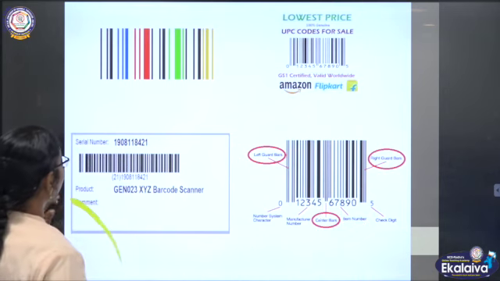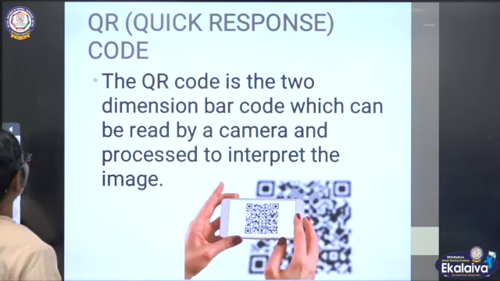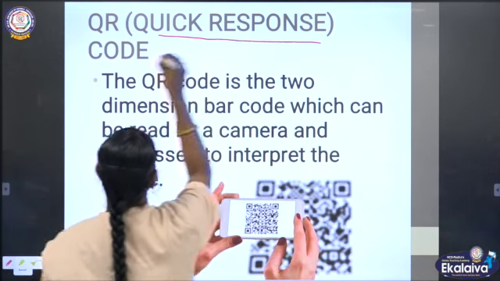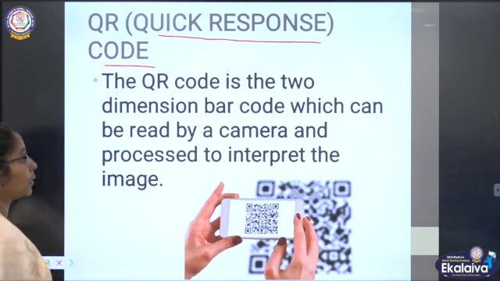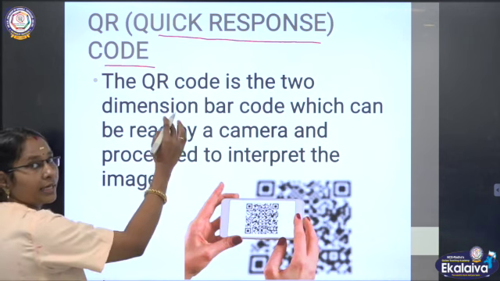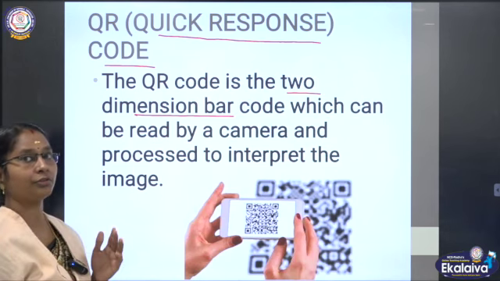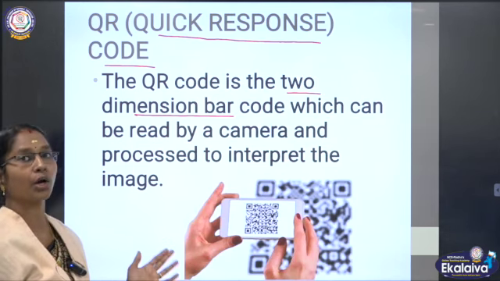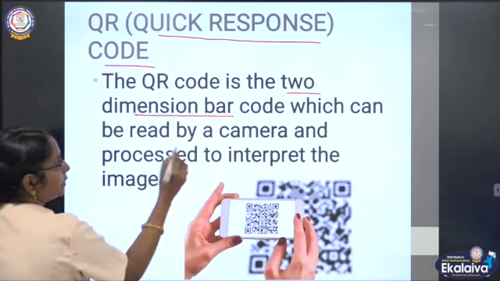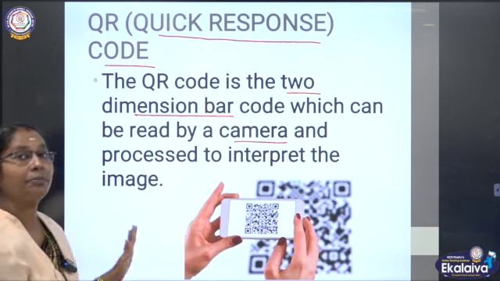Next, we are going to see QR code. We say it as quick response code. So what is the principle? The QR code is a 2-dimension barcode. We have 2D, 3D, no? So this QR code has only 2D, which can be read by a camera, and it is going to process to interpret the image.